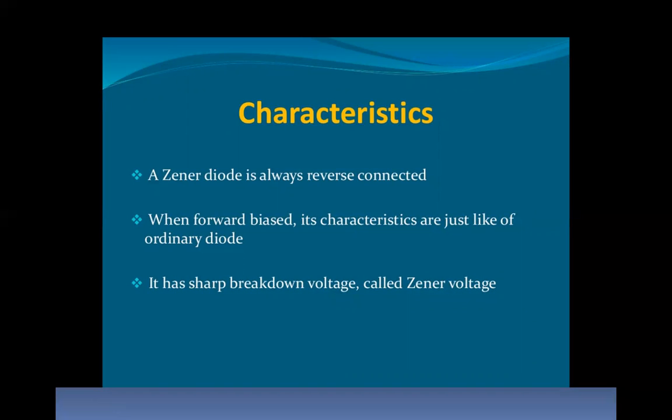Normally, what is a Zener diode? A Zener diode is like an ordinary diode, except that it is properly doped so as to have a sharp breakdown voltage. The impurities are added in such a manner as to get a sharp breakdown. A Zener diode is always reverse connected, that is, it is always reverse biased.